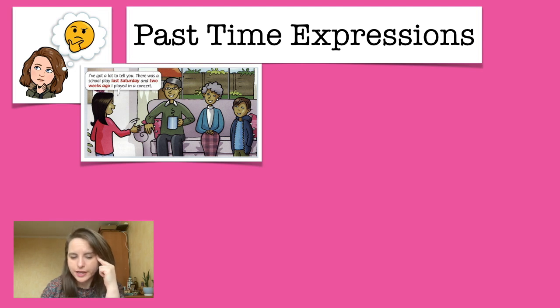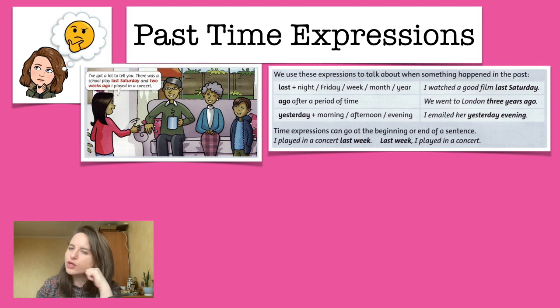Okay? Look at the red words. Last Saturday, 2 weeks ago. These words show us that something happened in the past, okay? The word ago tells us how long in the past it happened, how far in the past it happened before, okay? Look at the gray box. So, the gray box has last, ago, and yesterday. These are the three words we're going to think about today, all right?